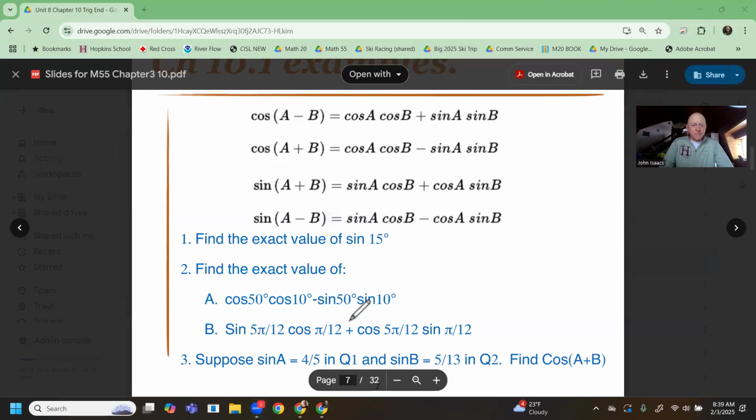And suppose sine A is 4/5 in quadrant 1. Okay, so you know how to graph that. You know how to do a visual of that. And sine B is 5/13 in quadrant 2. Okay, let's take a look at both of those. Find cosine of A plus B. Okay, so let's do a little drawing.